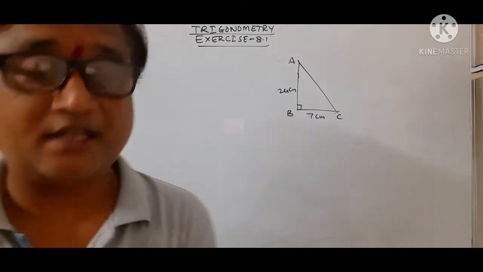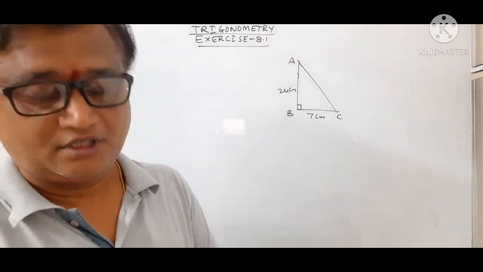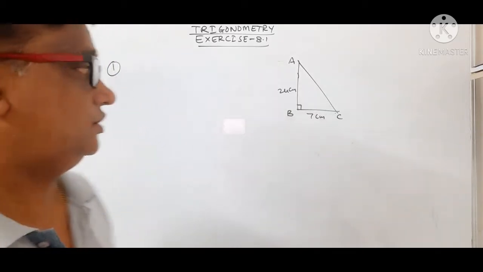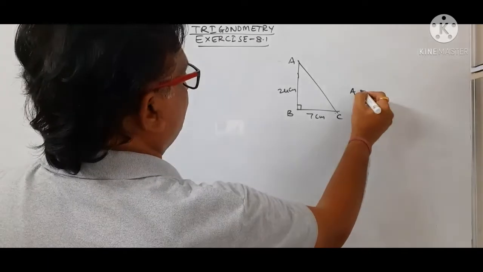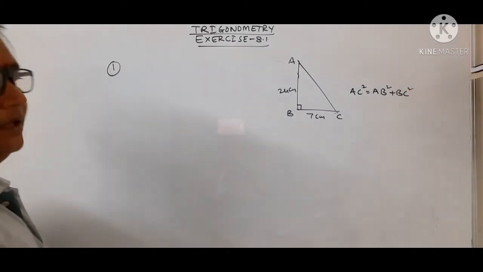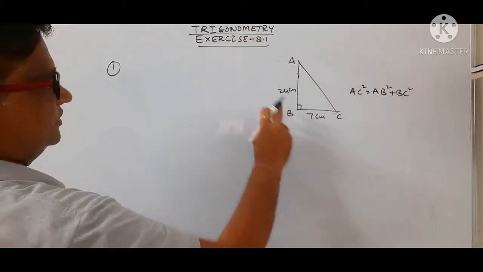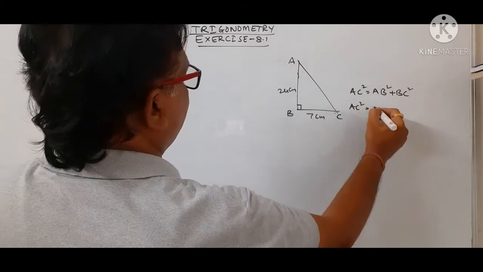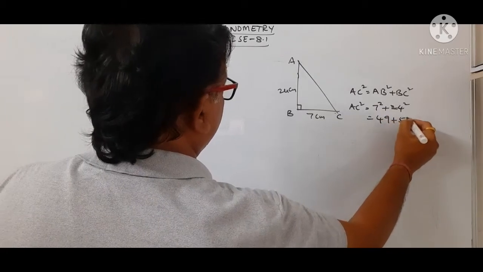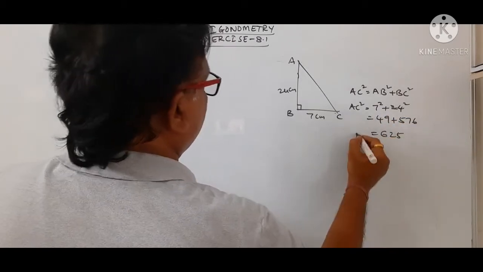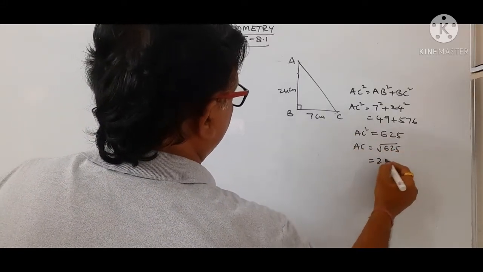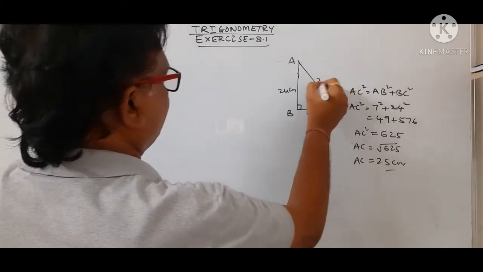So what is the sin? Sin means opposite by hypotenuse. Cos means adjacent by hypotenuse. These are the two formulas. Here the hypotenuse is not given, so by using the Pythagoras formula, AC square equals AB square plus BC square. So what is AC square? 7 square plus 24 square, so 49 plus 576, it is 625. So AC equals root of 625, that is 25 centimeters. So the AC value is 25.